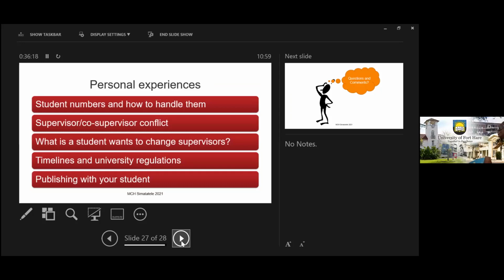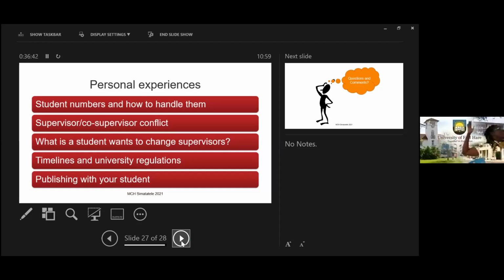Those are issues that I'll just leave there for you to consider. Student numbers, maybe let me highlight a few things. Somebody raised the supervisor, co-supervisor conflict yesterday, right? And then we also had it as a question down there. And when students need to change supervisors, I've addressed that one. Timeliness and university regulations, I think we also talked about that yesterday.